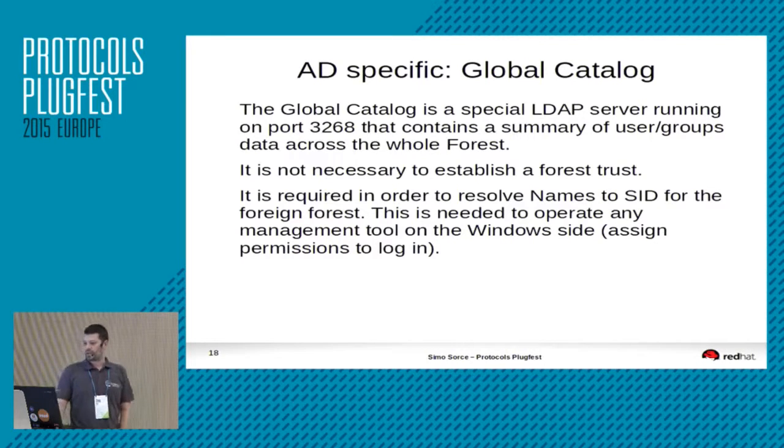Finally, the global catalog. This is something that is specific to Microsoft. It's just an LDAP server in the end, but what the global catalog does at the forest level is it has a summarized bunch of information about multiple domains in the forest, so that a client can just ask a global catalog about information about multiple domains without having to contact every single subdomain. This is not necessary to establish trust. In fact, we don't implement it in FreeIPA yet, so you can work without it.